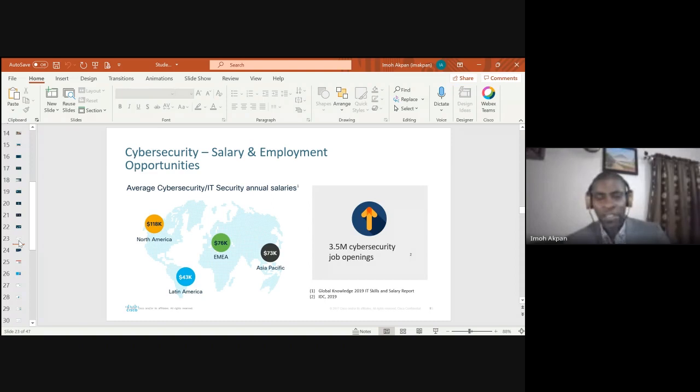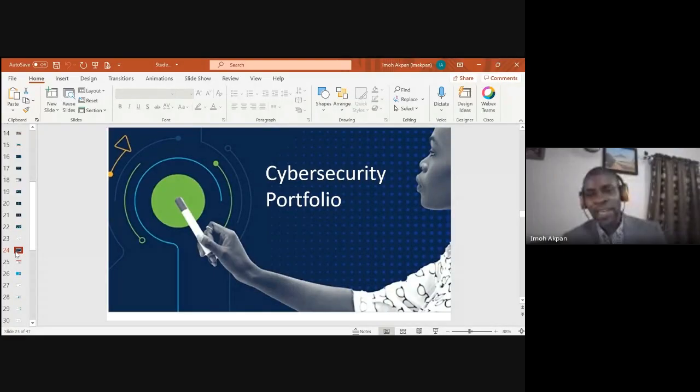In 2019, it was projected that there would be 3.5 million cybersecurity jobs, and that number is higher now, because there's a lot of cyber crime happening. So there are a lot of opportunities, and that's why Cisco has put together the cybersecurity portfolio.